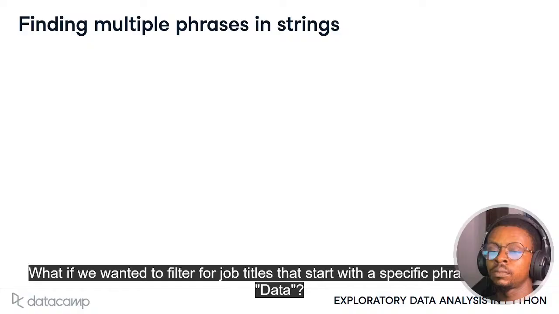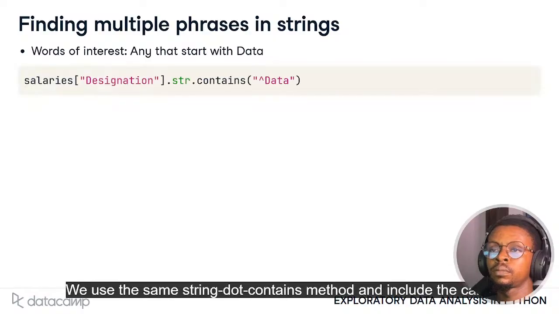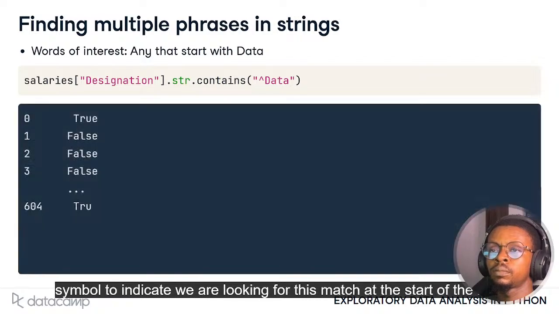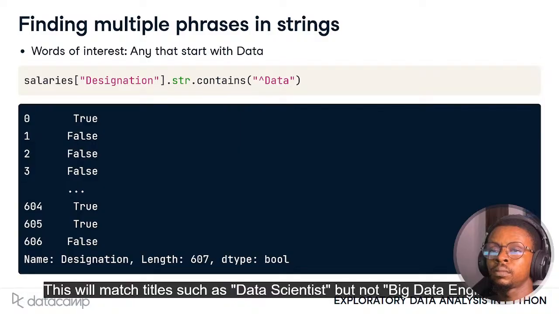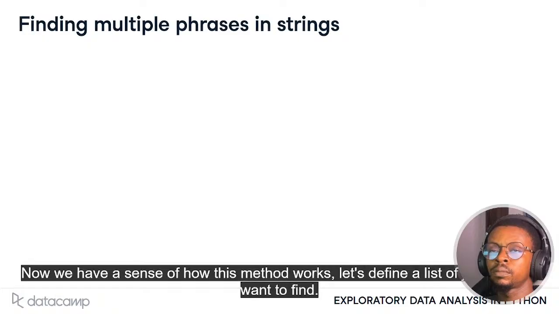What if we wanted to filter for job titles that start with a specific phrase, such as data? We use the same str.contains method and include the caret symbol to indicate we are looking for this match at the start of the line. This will match titles such as data scientist, but not big data engineer. Now we have a sense of how this method works.